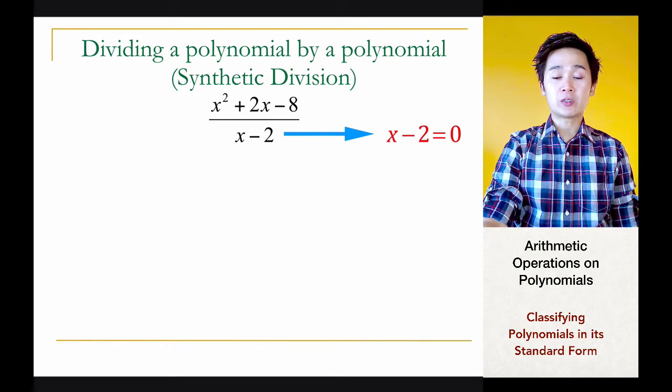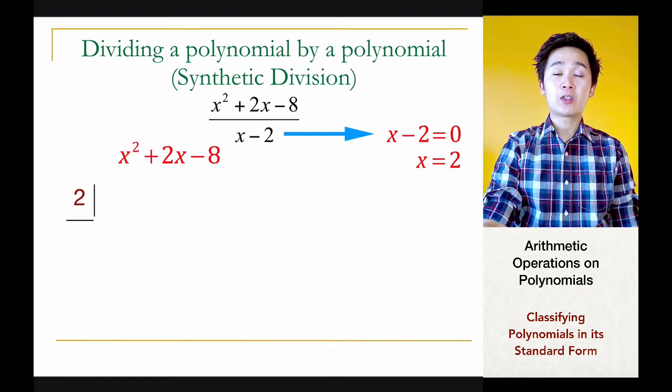So x minus 2 is equal to 0 will give us 2. In synthetic division, you will be using the zeros of your divisor. So you will always equate your divisor to 0 and solve for x. Then you will have your new divisor for your synthetic division.